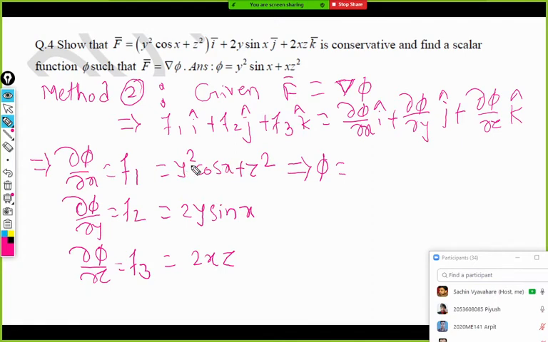What is the integration of y square cos x with respect to x? Y square sin x plus z square x plus c.